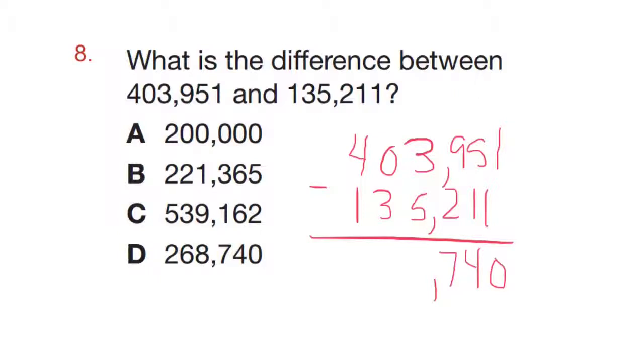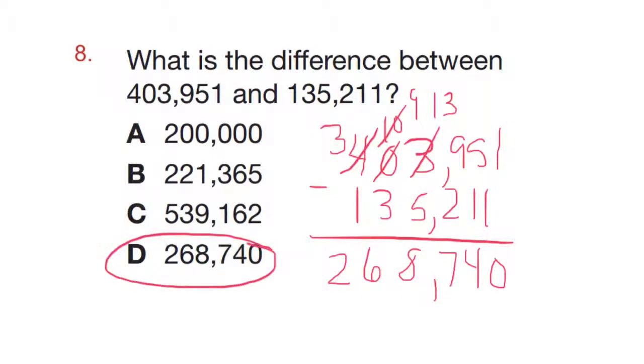3 minus 5, we can't do that, so we must borrow. That 3 becomes a 13. That 0, we make into a 10, into a 9, because we borrowed from all the way over here. So 13 minus 5 is 8, 9 minus 3 is 6, and 3 minus 1 is 2. So our answer is 268,740, which is D.